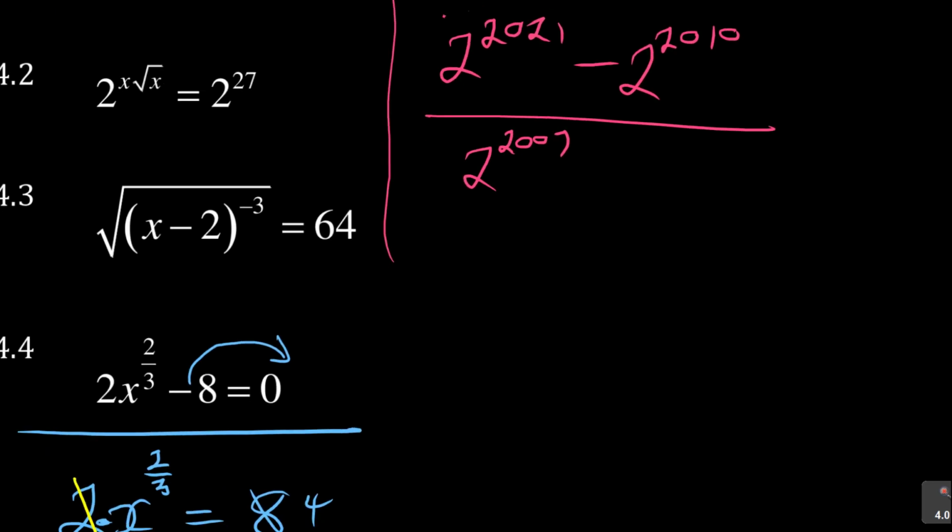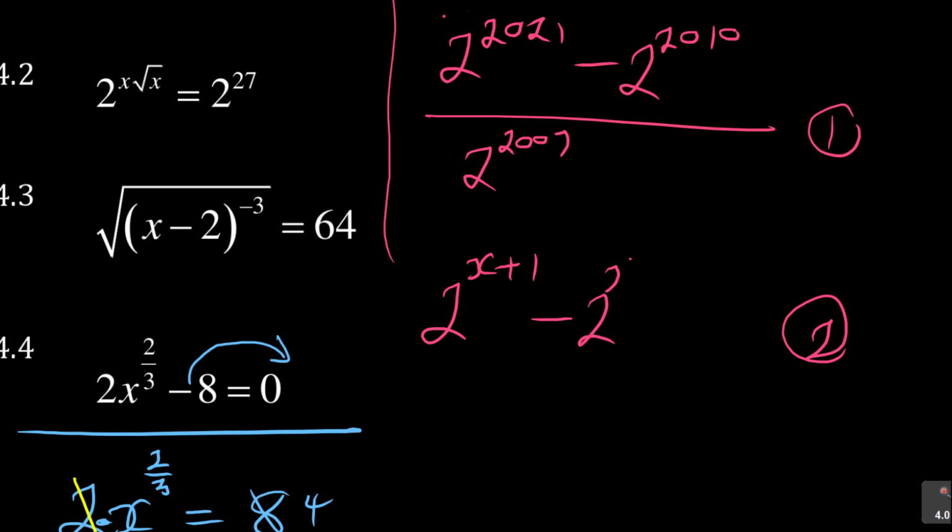Test me. Oh, that's number 1. Number 2, we are given 2 to the power of x plus 1 minus 2 to the power of x, right? I think it's much better there. Let's try that. Just try it. If it doesn't work, you tell me.